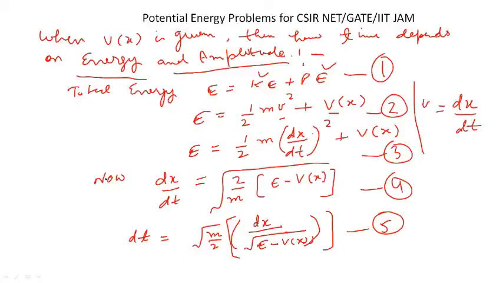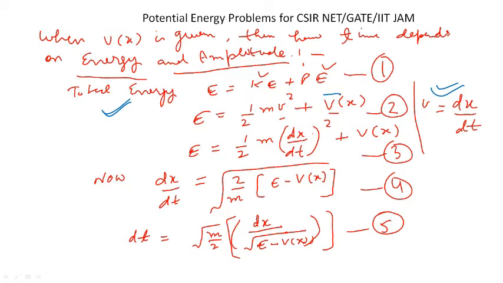Hello everyone. Today we will see that when potential energy is given as a function of x, then how time period depends on energy and amplitude. For a dynamical system, you know that the total energy is the sum of the kinetic energy and potential energy. Now total energy E is equal to 1/2 mv squared plus V(x). Here v is velocity and you can write it as dx over dt. V(x) is the potential energy.